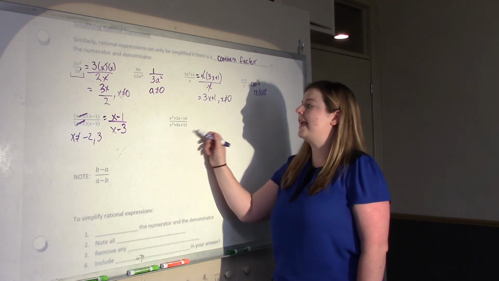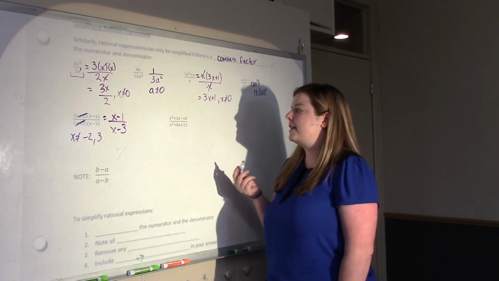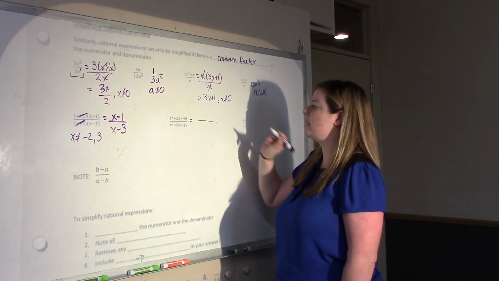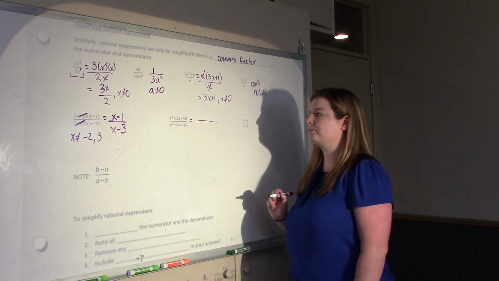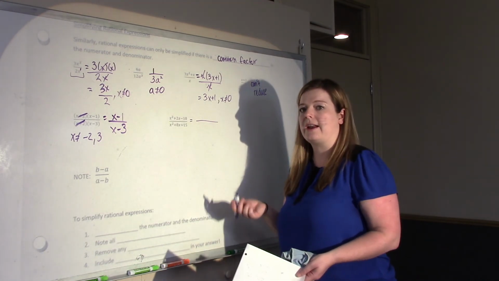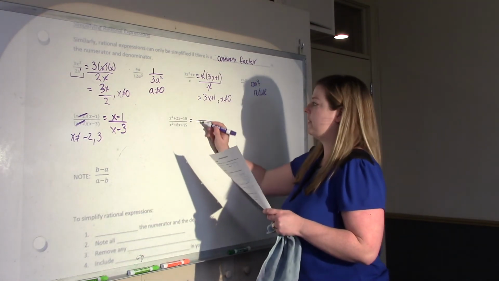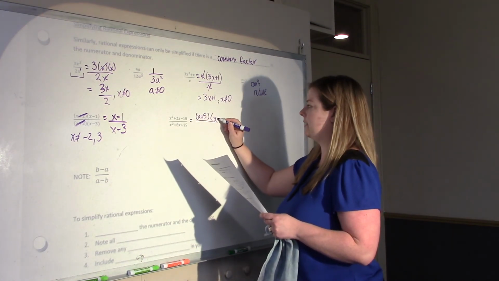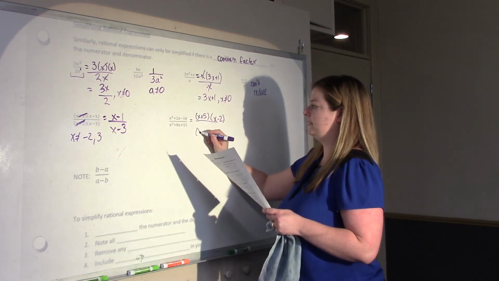Okay, with this one we can't cross off anything right now because nothing's multiplied. It's all just added or subtracted. So what you have to do is factor the top and factor the bottom. So you guys go ahead and try to do that. I'll do it up here. But I hope that your factoring skills are strong because that is absolutely necessary in this unit.